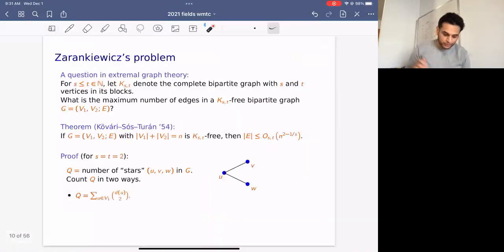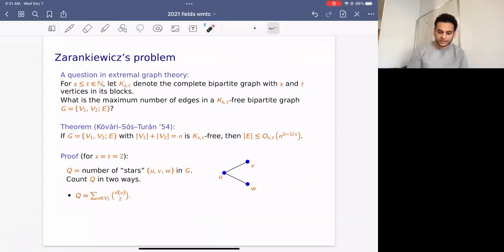What can we say? The first thing is, if I pick a vertex U on the left side and its degree is d(U), then there are d(U) choose 2 ways that I can get a star centered at U. That's one of the ways we count it.